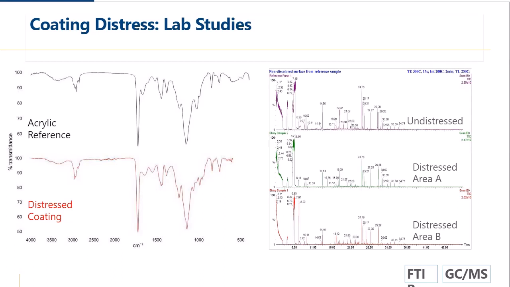GCMS looks at the material in a little bit different way, so sometimes it's more helpful for looking at fine differences in material that can be associated with degradation. Here, each peak in the GCMS is related to one compound in the complicated mixture that is this coating. The important thing is if you just look at the peaks on the chart between the undistressed coating at the top and the two distressed coatings, they're all basically the same. So we're not seeing chemical alteration of the coating.